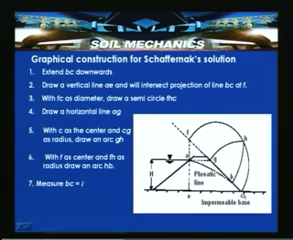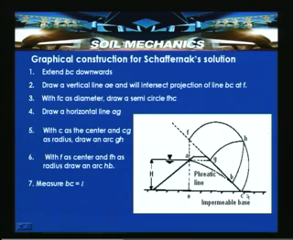With FC as diameter, draw a semicircle FHC. Draw a horizontal line AG. With C as center and CG as radius, draw an arc GH. With F as center and FH as radius, draw an arc BH. So with this, once you locate B, that distance BC is nothing but L.